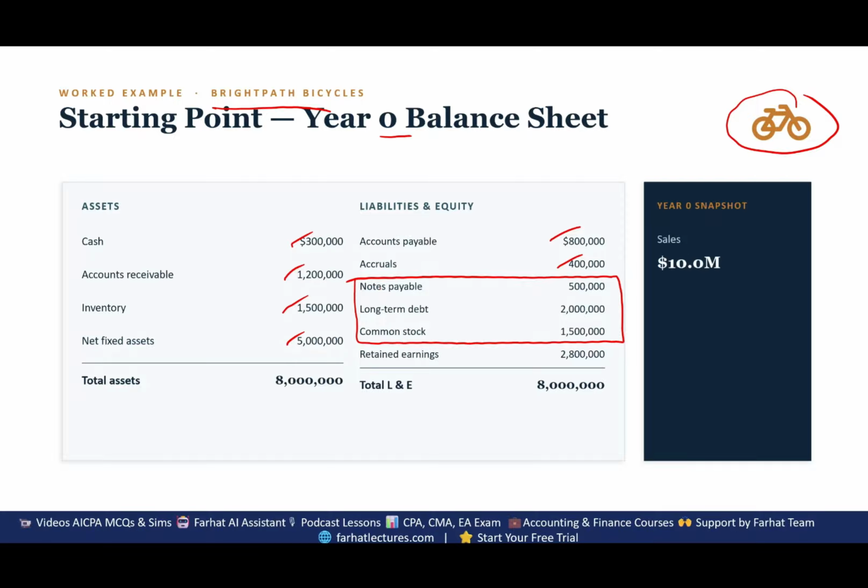For now, year 0 snapshot: sales is 10 million, net income is 1.05 million, the net margin is 10.5%, the payout ratio is 40%. It means B is the retention ratio. If we're paying out 40%, we are keeping 60%.